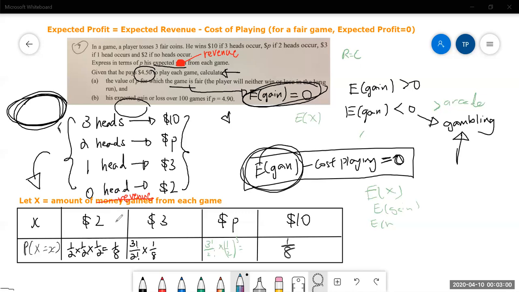you have to use $2 times 1 over 8, $3 times its corresponding probability, P dollars times the corresponding probability, $10 times 1 over 8, minus what? $4.50. And you equate it to 0. Then from there, you solve for P. Okay.